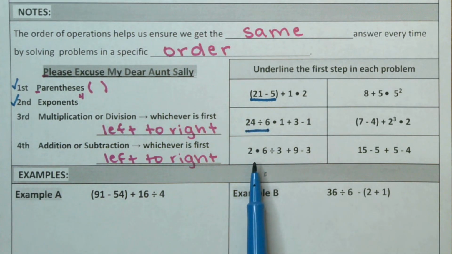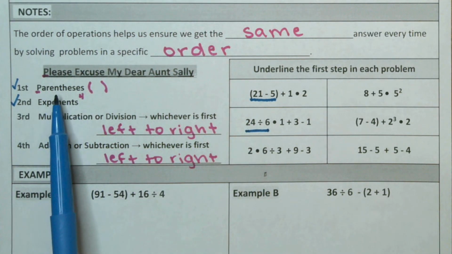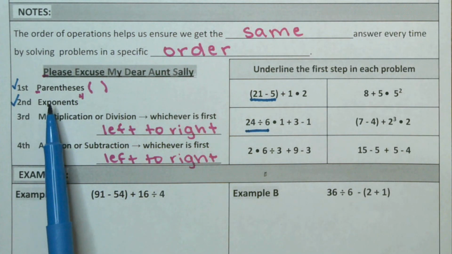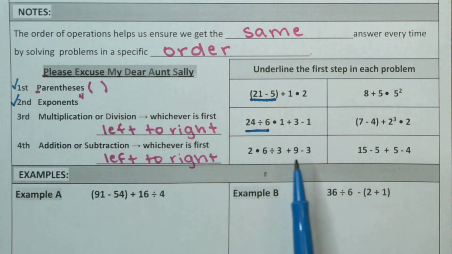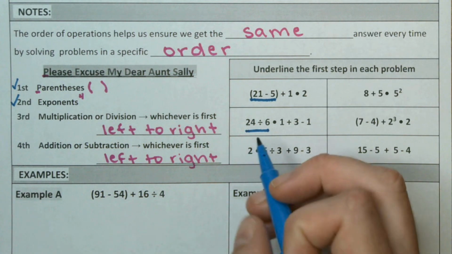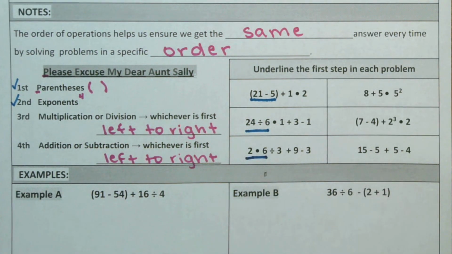Now in this third example, do we have parentheses? Nope. Do we have exponents? Nope. But I do have, once again, multiplication and division. So which one comes first in this case? Well, 2 times 6. Okay, so in this case, multiplication came first, so that is our most powerful operation.